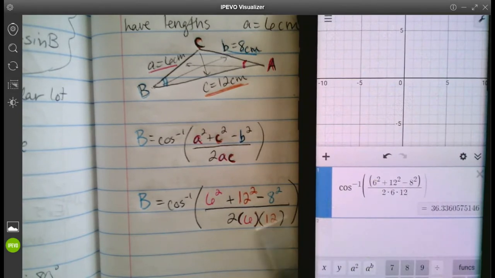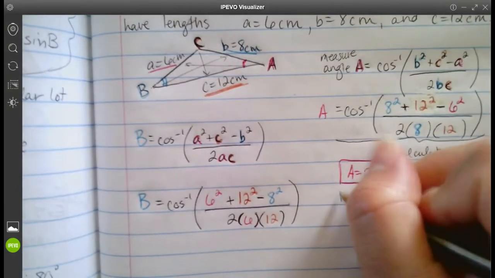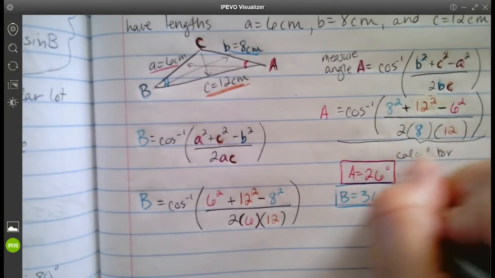Remember that if you are using this or whatever calculator you're using, the top does need to be calculated first. So if you're going step by step, you would do 6 squared plus 12 squared minus 8 squared, get the answer, and then 2 times 6 times 12, get the answer, and then divide this part by this part. So just be careful with that. Order of operations is important, okay? So about 36 degrees. So B is 36 degrees, and we're just rounding to the unit.